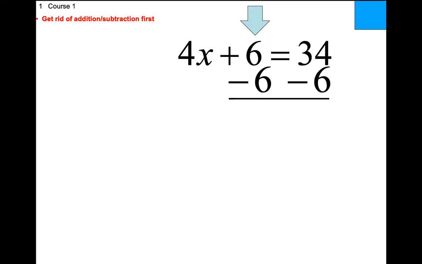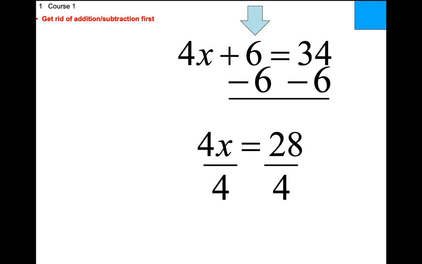Everyone, grab your pencils and do this. 6 minus 6 is 0. You don't need to write 0 because it goes away, though you could. 34 minus 6. Does everyone have that written on their paper? These are easy. Now it looks like what the quiz was on. How do we get rid of the 4? That's what it visibly should look like.